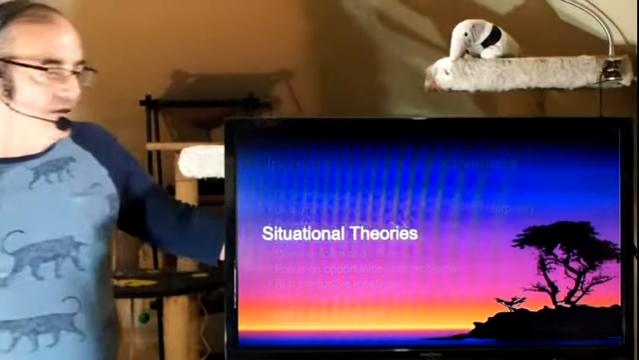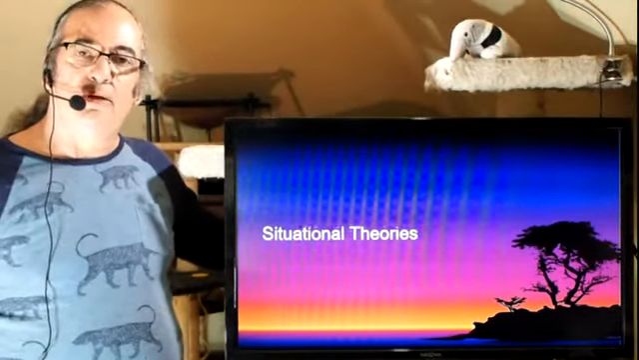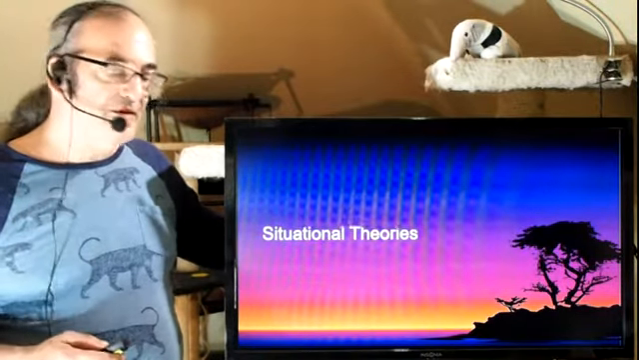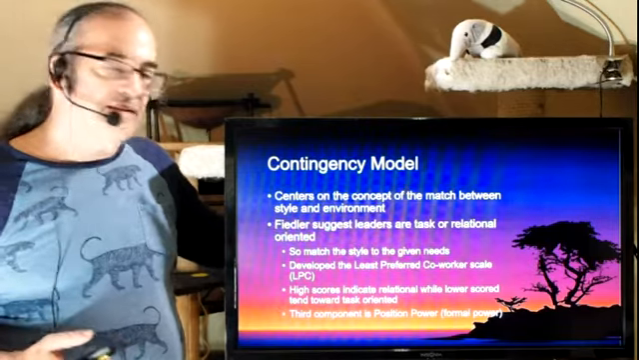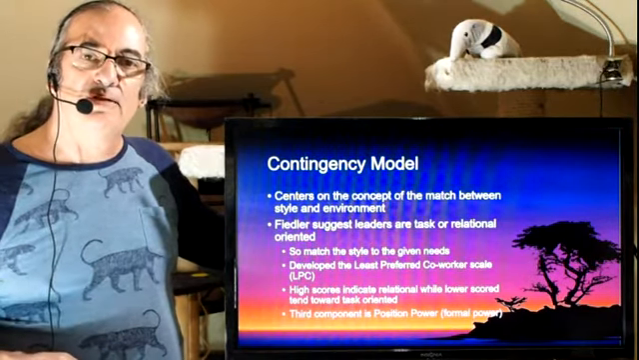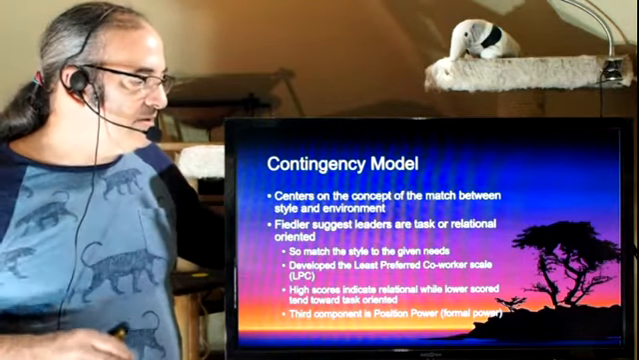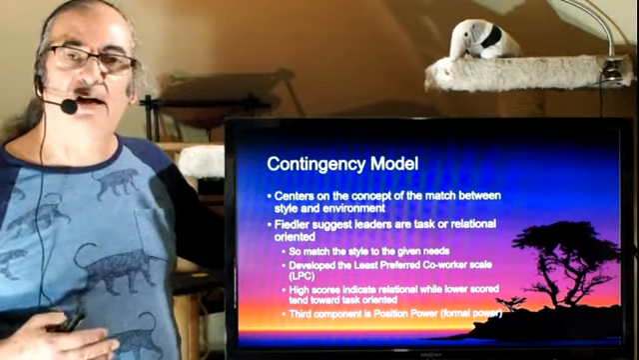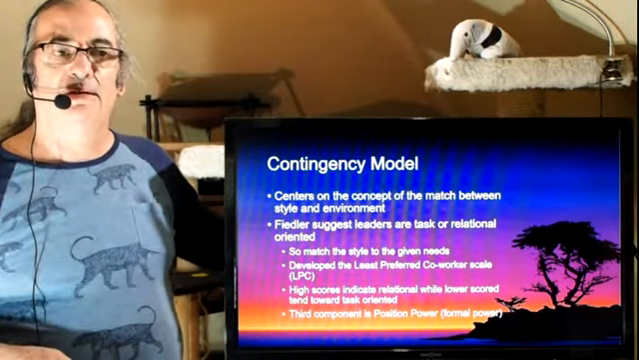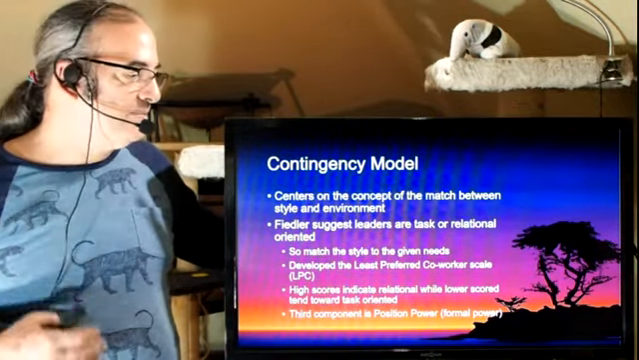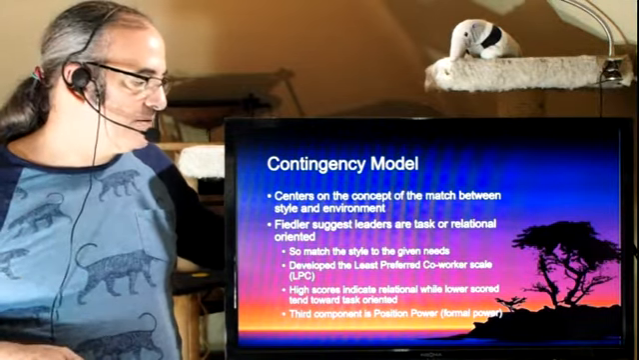All right, so let us move to third grouping, situational theories. This is part 2, the contingency model. Right? And there's a lot to be said about contingencies. You know, the upsides, downsides, but it centers on the concept that the match between style and environment is what's important. So let us determine the environment and then reflect on perhaps what style would be best.